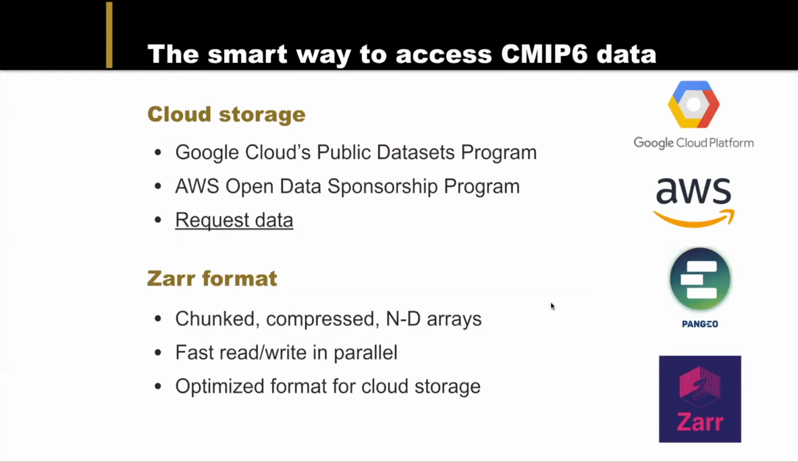Now we know that cloud computing is becoming more and more popular, and people tend to put their data and run their computation on the cloud. Under the cooperation between Pangeo and the Google Cloud Public Dataset Program and the AWS Open Data Sponsorship Program, parts of the CMIP6 data are already available in the cloud, and they are still constantly updating it.